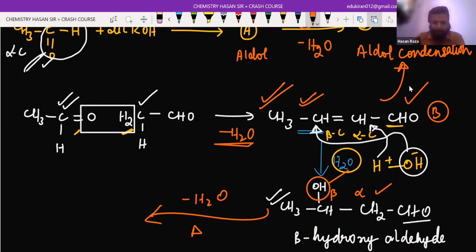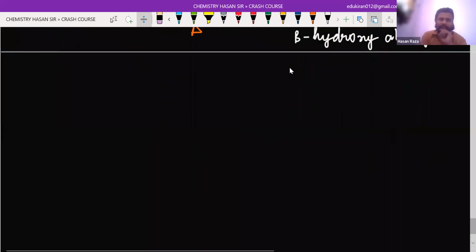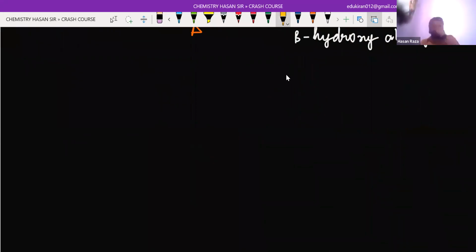Is that clear? Again, from the C double bond O, you are going to remove oxygen, and from another mole, you are going to remove 2 alpha hydrogen and connect them with a double bond. Then you will get the last product, aldol condensation. And if you want to get the aldol product, you are going to do the hydrolysis. That means the OH will always go at beta and H will be at alpha. Is that clear? Ashwin? Yes, sir. Okay. And always remember, if there is no alpha hydrogen, that means aldol will not take place.